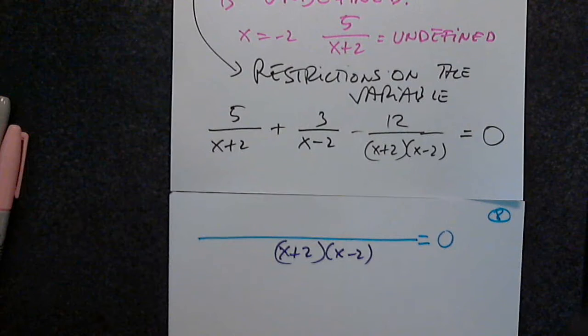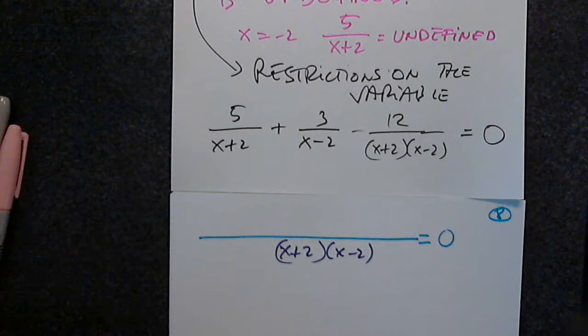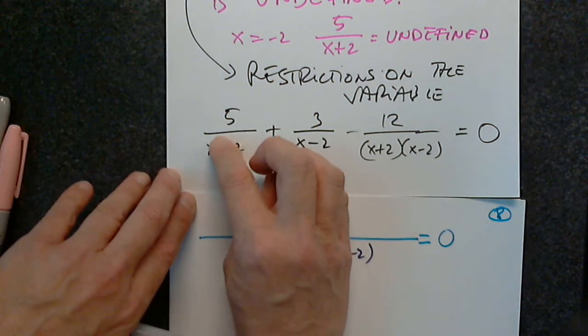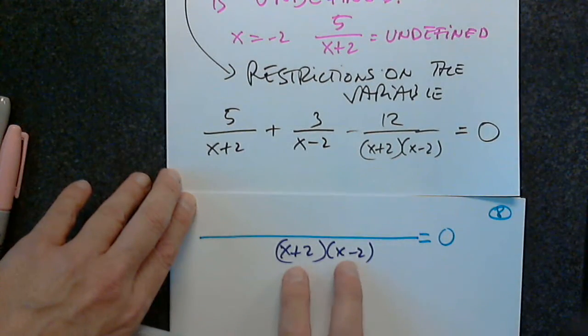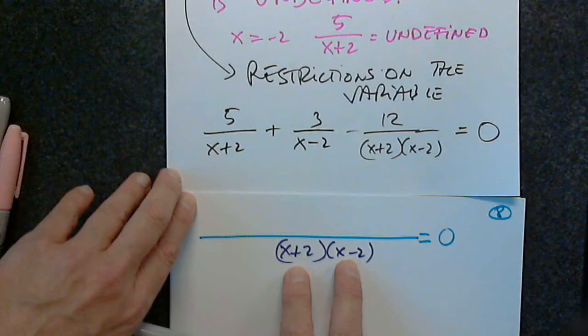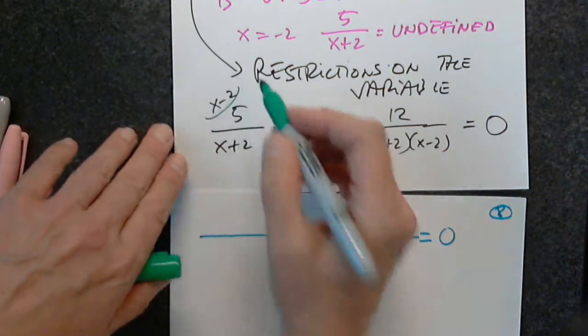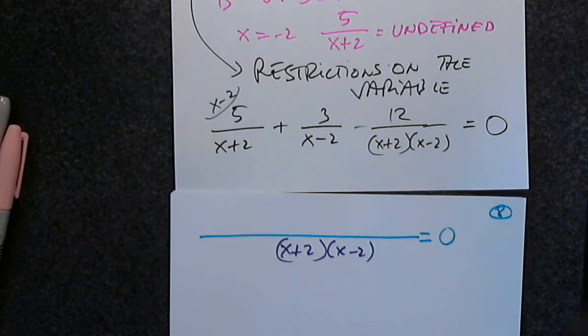Perfect. Yes. Next step. Do we agree with x plus 2 times x minus 2? Everyone? Okay. So now here's my next question. X plus 2 in the denominator was multiplied by what to get this product? X minus 2. So the numerator has to be multiplied by x minus 2. I cannot just multiply the denominator by x minus 2 without multiplying the numerator by x minus 2. That's not allowed.